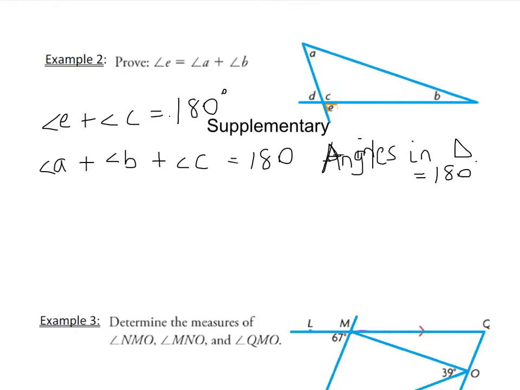Because angles in a triangle equal 180. Oops, I did not mean to do that. One second. Okay, we'll just leave that line there. I'm still trying to work out the kinks to this. Don't worry about it. Okay, so A plus B plus C equals 180.